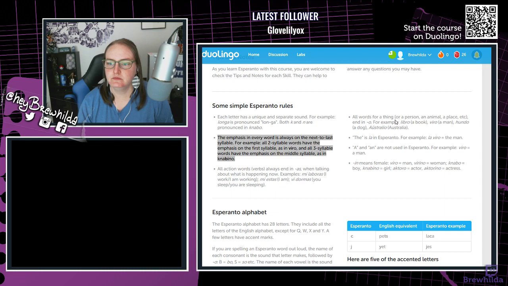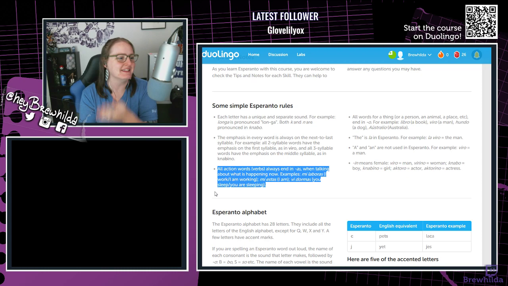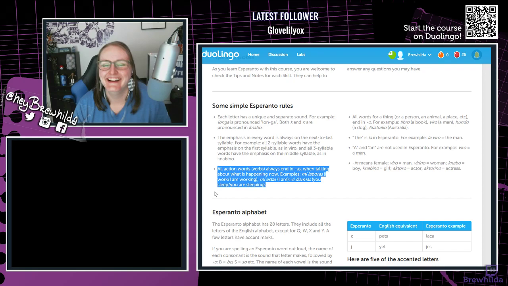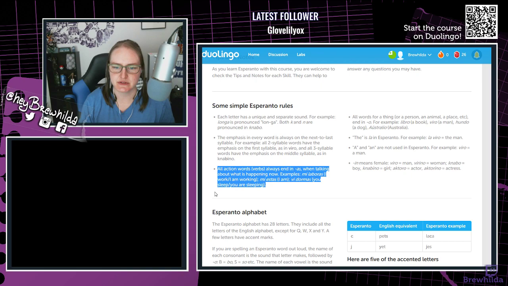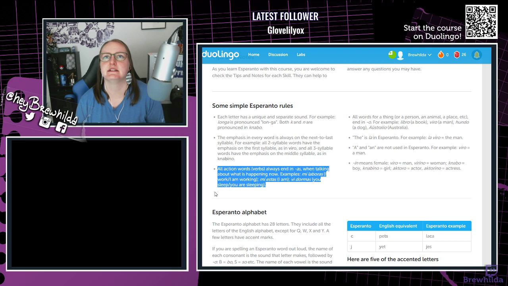So back to the syllable thing. I thought that was really interesting. It's definitely going to change how I enunciate a lot of the Esperanto words. Also, she said this one. Of course, the simple things that she tells me are in the introduction, like you should have paid attention to this, Brewhilda. All action words, so all verbs, always end in AS when you're talking about what is happening now. So present tense: mi laboras, vivenas, li lernas, whatever. But only for present tense, I believe. So I think we're actually going to get into tenses today and learn a little bit more about those.